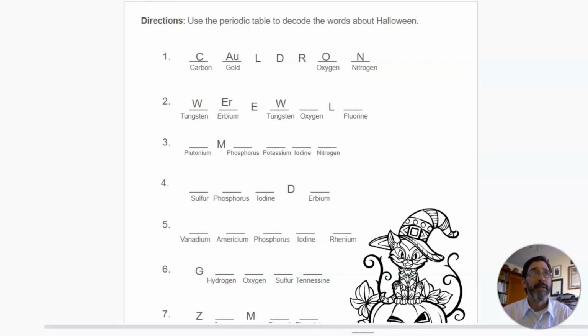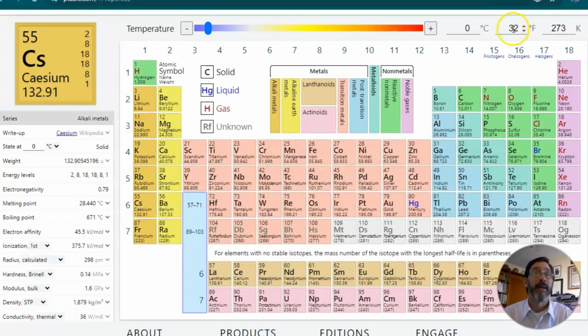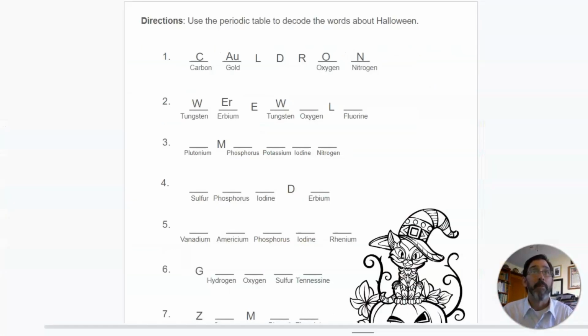The next element is oxygen. Oxygen can be found at the top of the reactive nonmetals. Number 8, capital letter O. Above oxygen, go ahead and write in capital letter O.